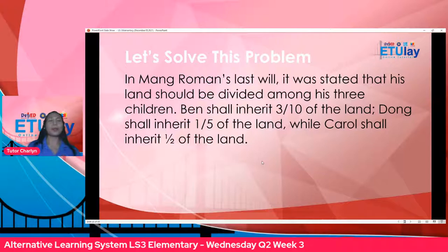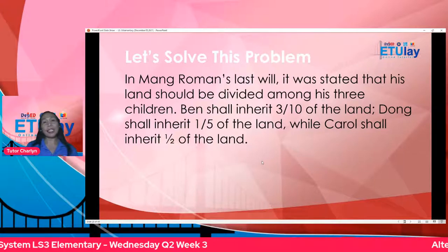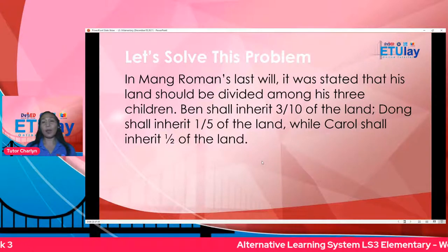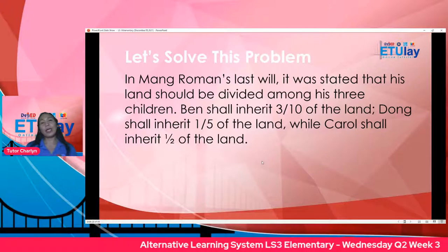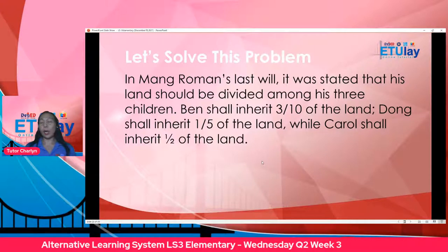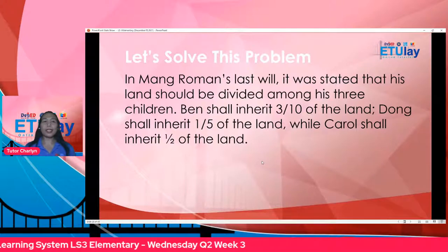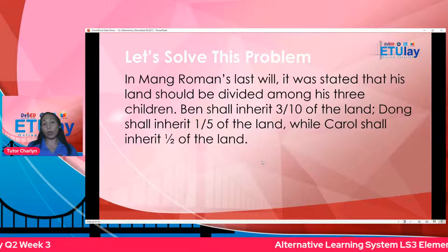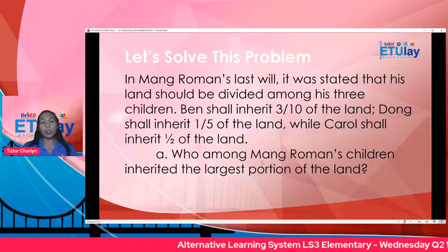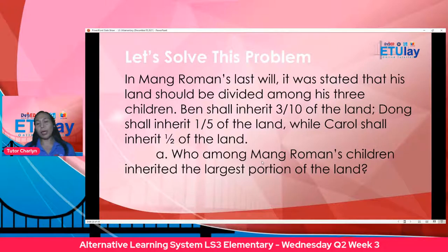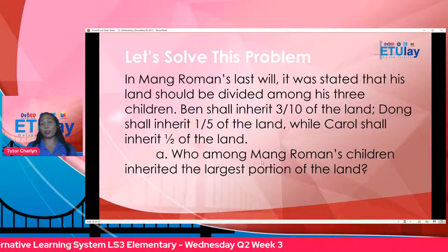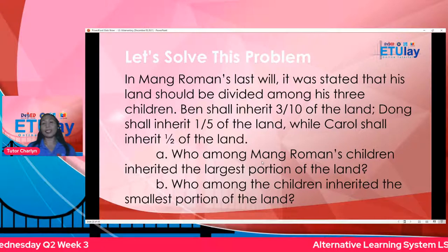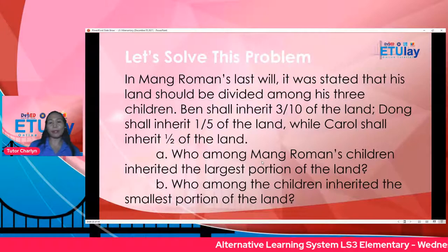If Mang Roman's last will stated that his land should be divided among his three children: Ben shall inherit 3/10 of the land, Dong shall inherit 1/5 of the land, while Carol shall inherit 1/2 of the land. The question: who among Mang Roman's children inherited the largest portion of the land? Second question, who among the children inherited the smallest portion of the land?